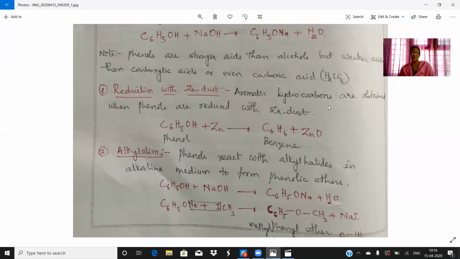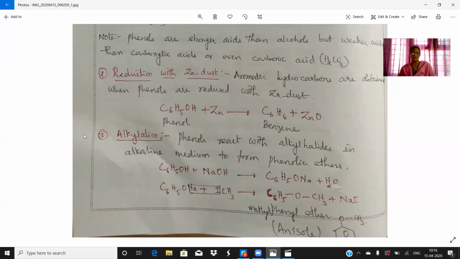This is a reduction reaction where zinc acts as a reducing agent. So phenol undergoes reduction to form benzene in this reaction. This is reduction. Next one is alkylation. Alkylation reaction. So phenols react with alkyl halides in alkaline medium, that is basic medium, to form phenolic ethers. Let us see the reaction.